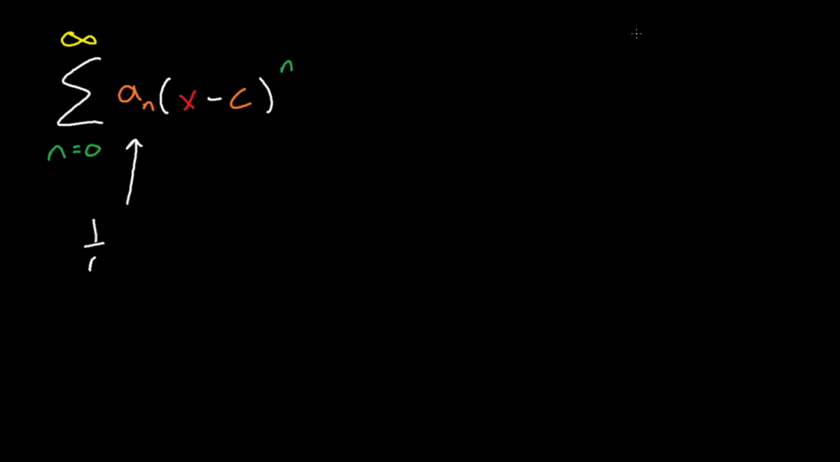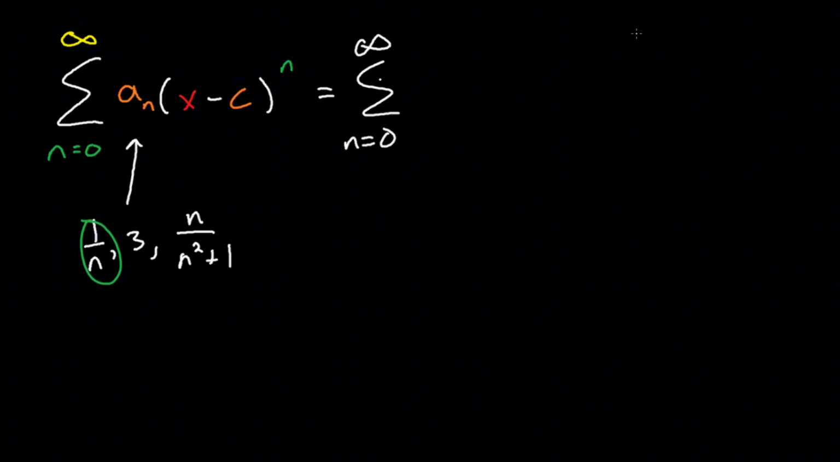So a of n could be anything. 1 over n. It could be a constant 3. It could be n over n plus 2, n over n squared plus 1, right? Really anything. So let's go ahead and look at the case where a of n is equal to 1 over n. If a of n is equal to 1 over n, you have a series starting at 0. Usually power series will start at 0. That's the typical convention. And you have 1 over n times x minus c to the power of n. So x minus c to the power of n over n is what would happen if your a of n was equal to 1 over n. Right? This could be an example of a power series.